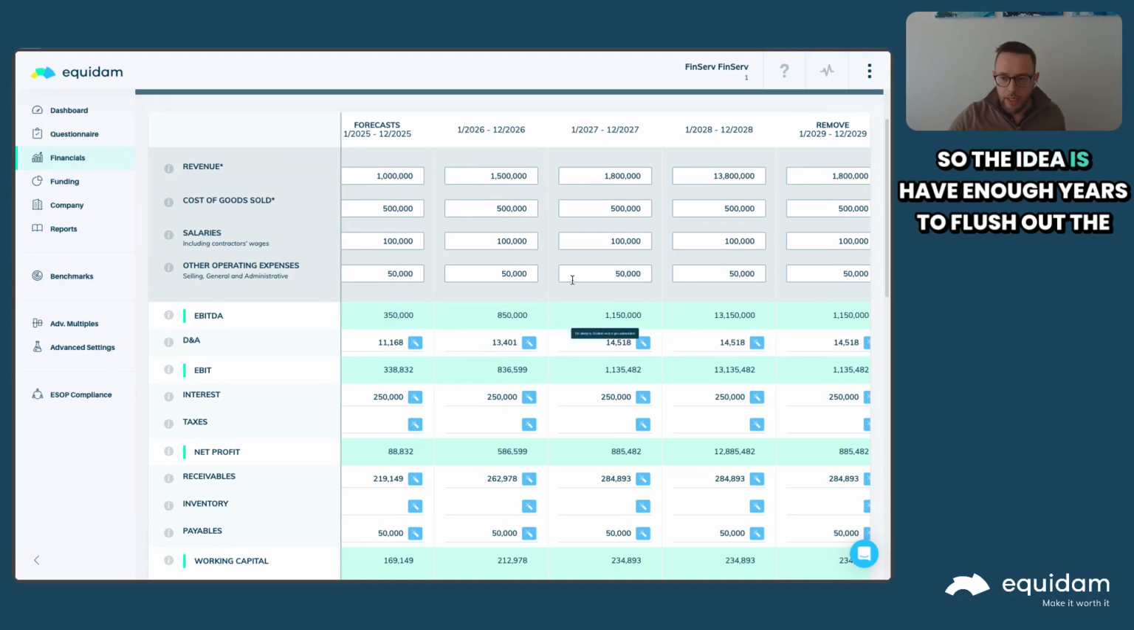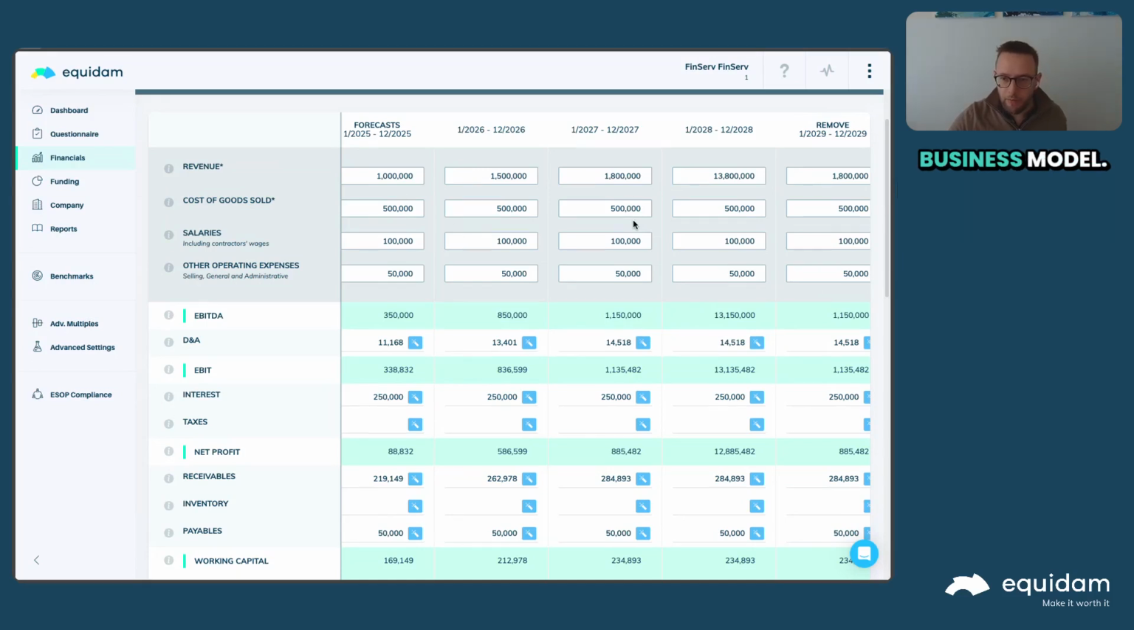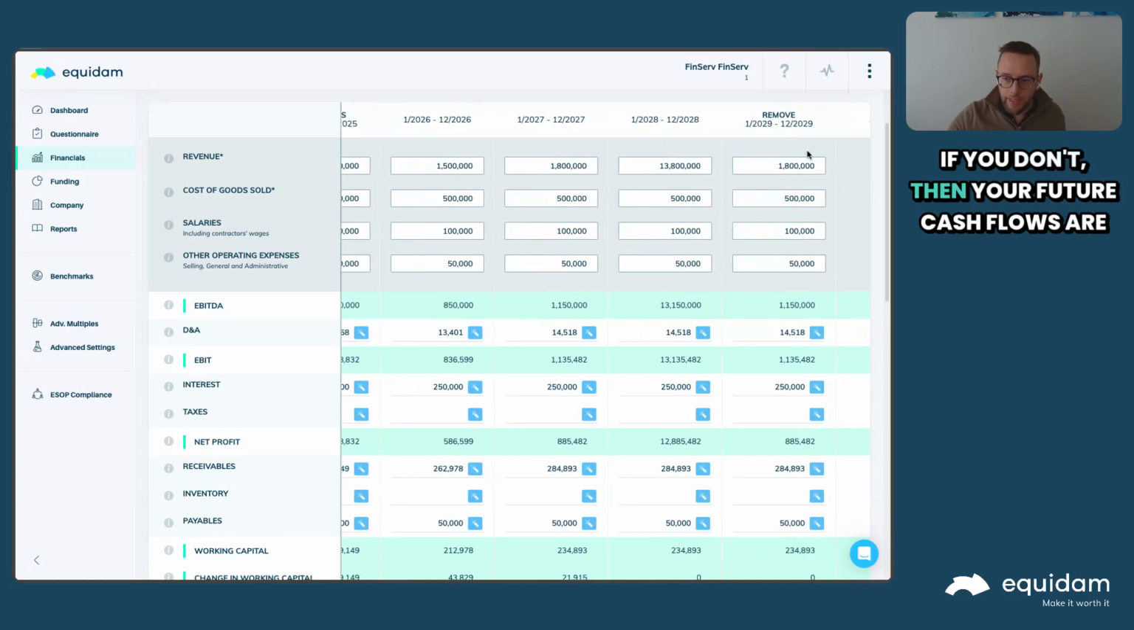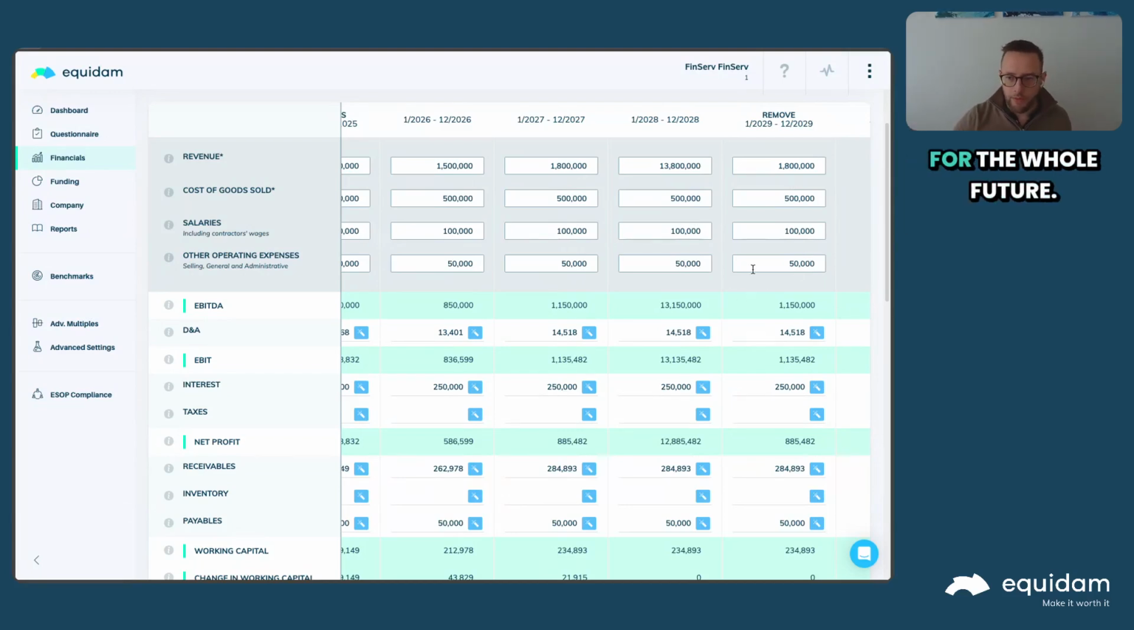So the idea is to have enough years to flesh out the business model. When you do sell a building, think about the fact that this is a portfolio, so you probably also have to, or can, acquire new buildings. If you don't, then your future cash flows are going to go down as well. You want to have the last year representing a fairly normal year of the company, so you cannot have a big building sale or a big building purchase in the last year, unless you do one of those every year, then that becomes a regular situation for the company, because this situation is going to be extended for the whole future.